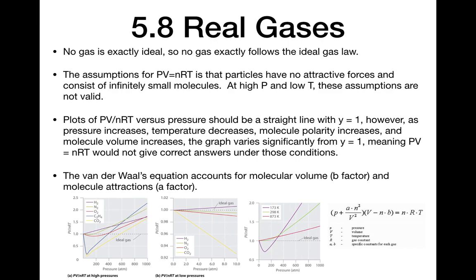It says that P plus a n squared over V squared times the quantity V minus nb is equal to nRT. So this has a couple of extra correction factors. The a factor is for attractive forces, and the b factor is for the molecule volume. And so by accounting for those non-ideal properties, you can actually get a more exact equation, which will give you better results at low temperatures and high pressures.